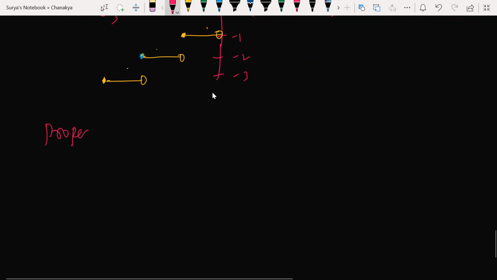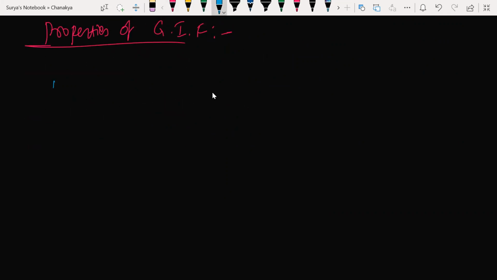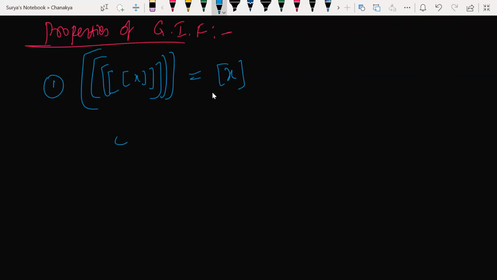Now let's talk about the properties of the greatest integer function. Very important. So the first property I can give you here is that you can apply the step function any number of times. You apply it 100 times, the answer is going to be finally just step x only. Understood, sir? What is the meaning of this? I'll tell you a simple example, beta. No tension, check.